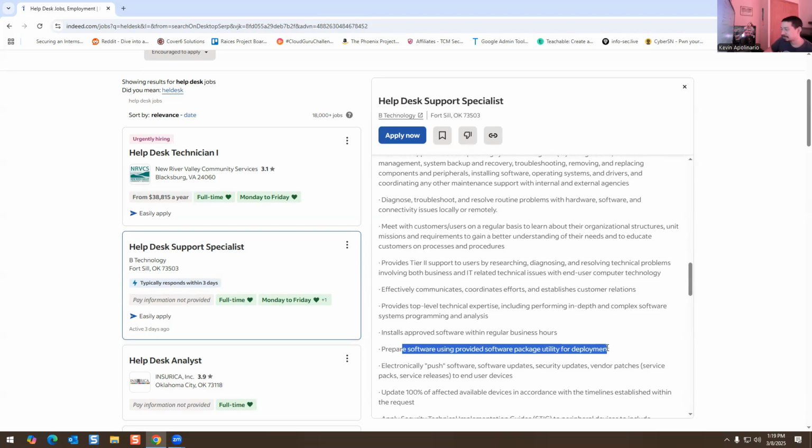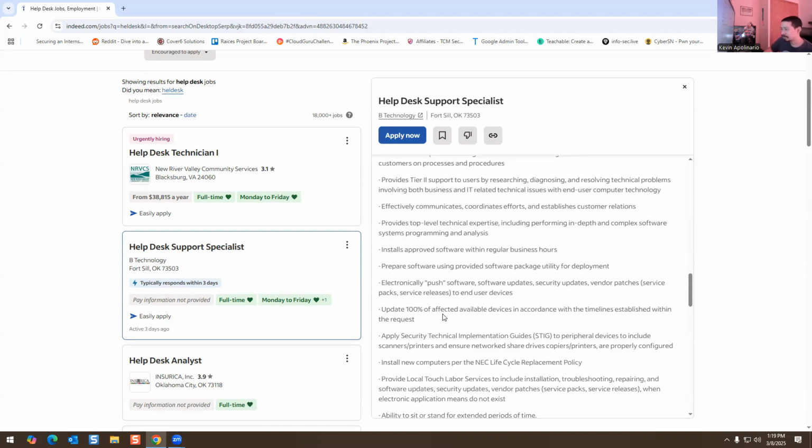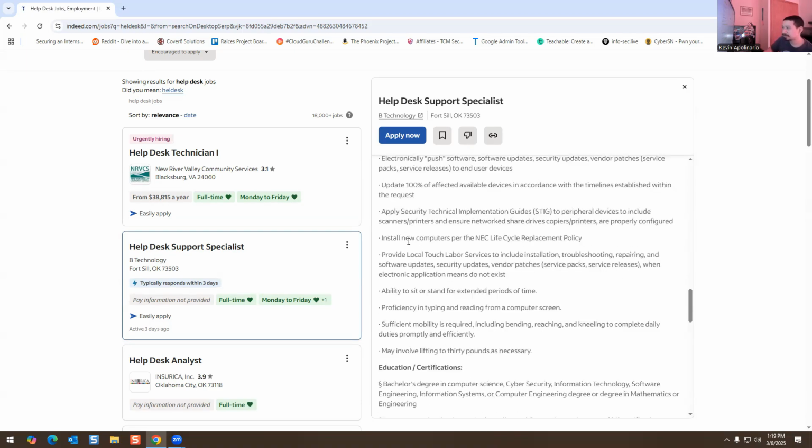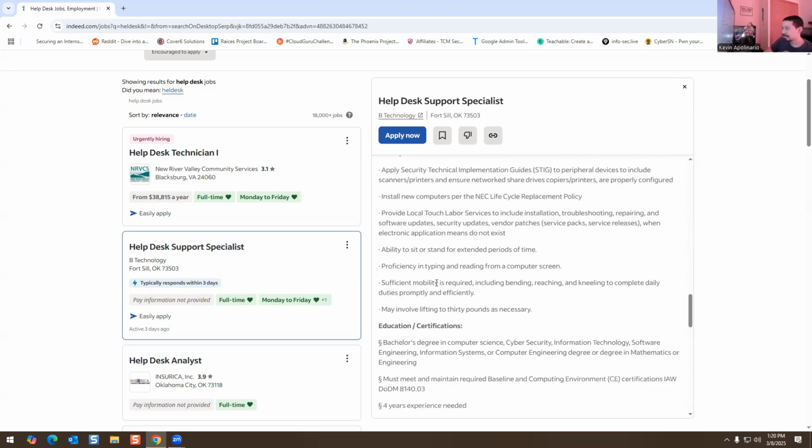Maybe they're using SCCM or a third party tool to push out software. Security technical implementation guidance, the STIGs. Shout out to Professor Blocka, obviously he's into STIGs. Install new computers per NEC, proficient in typing.